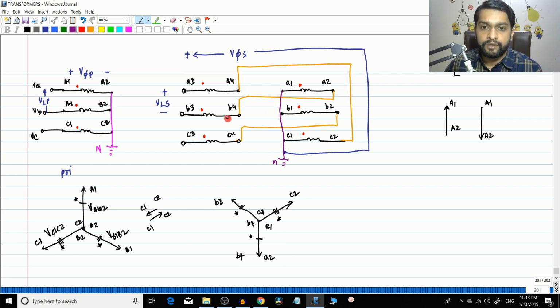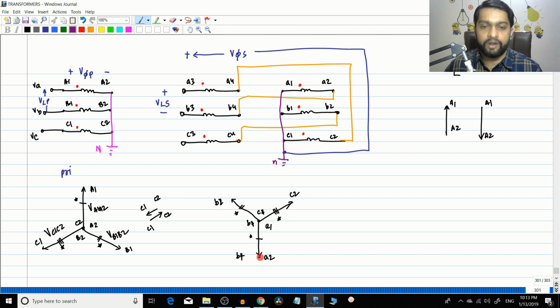So what vector do we have to draw? Now clearly, I'm taking the output across A3, B3 and C3. So the vectors I will be drawing for the B phase will be B3, B4, A3, A4 and C3, C4. Because I'm taking the voltage outputs across A3, B3 and C3, those will be the higher polarity and are referenced with respect to A4, B4 and C4. So the vectors we are going to draw now are VA3A4, VB3B4 and VC3C4.